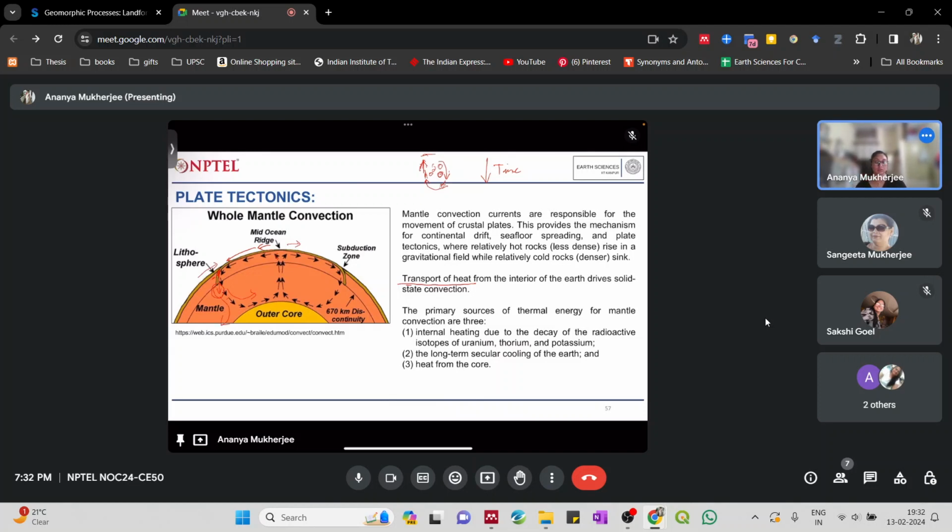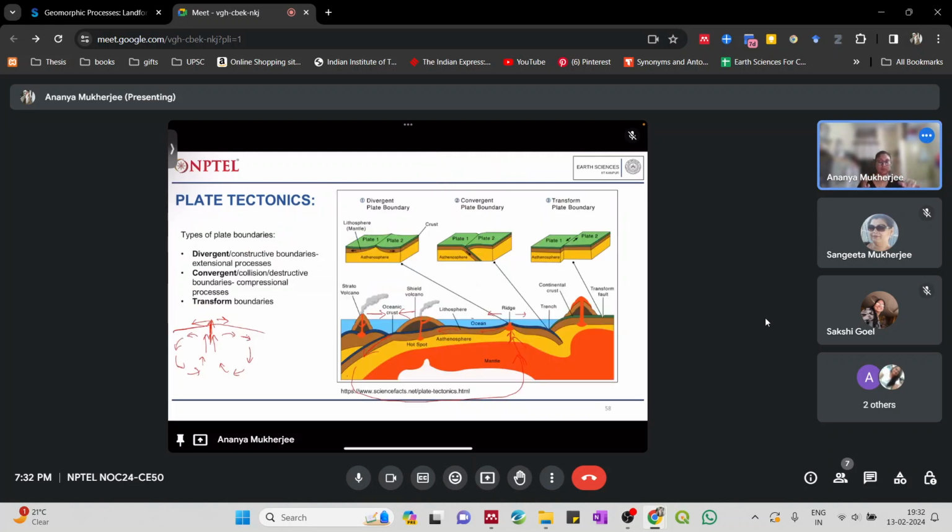So based on these different mechanisms, we have three important plate boundaries. We have divergent, convergent and transform. Divergent is where the plates are moving away from each other and material is coming up from the mantle to the surface. Convergent is where the plates are coming towards each other, and some part of one of the plates goes below the other plate and starts descending down into the mantle. So the material is going down into the mantle at the convergent plate boundary.